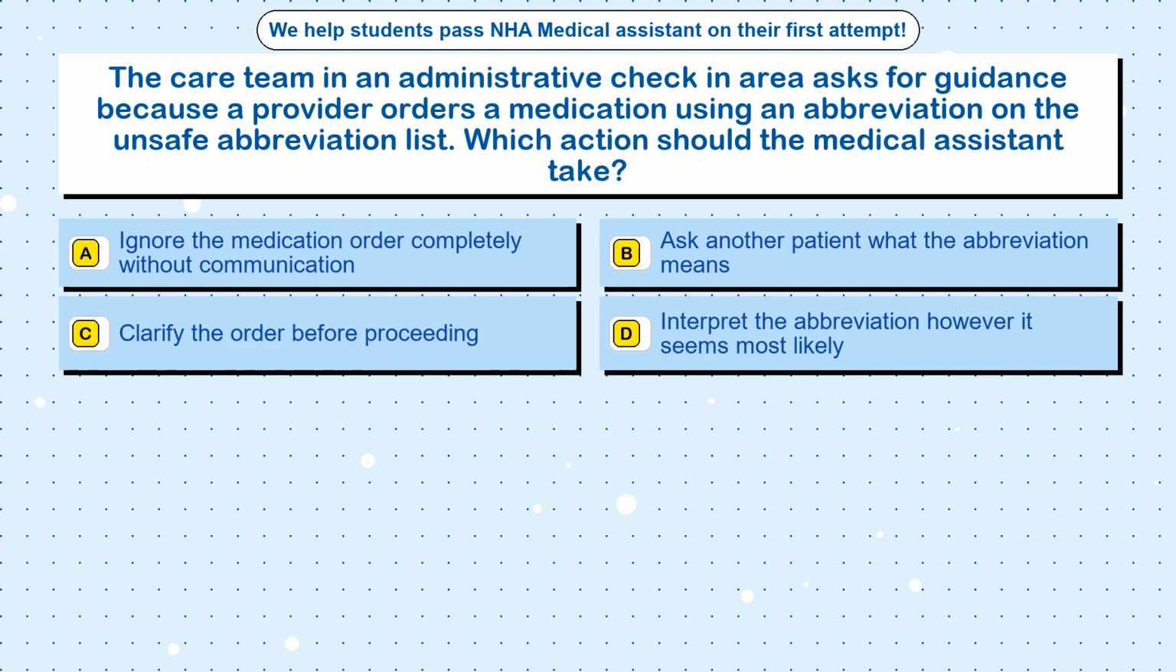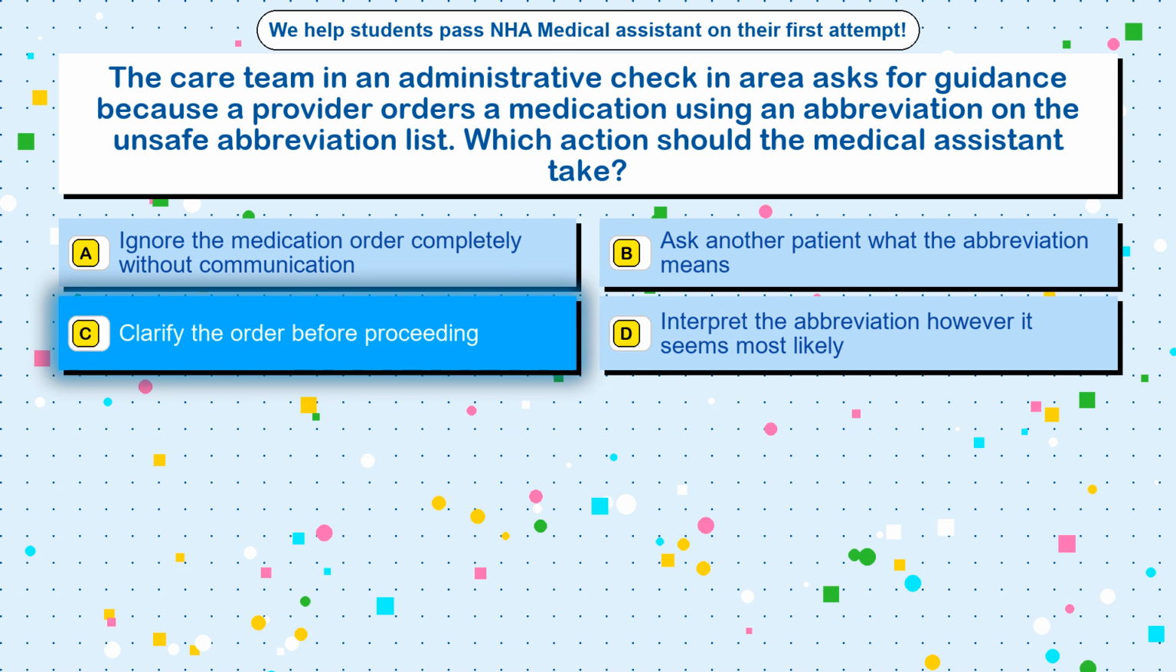Question 98. The care team in an administrative check-in area asks for guidance because a provider orders a medication using an abbreviation on the unsafe abbreviation list. Which action should the medical assistant take? Option A. Ignore the medication order completely without communication. Option B. Ask another patient what the abbreviation means. Option C. Clarify the order before proceeding. Option D. Interpret the abbreviation however it seems most likely. The correct answer is option C.